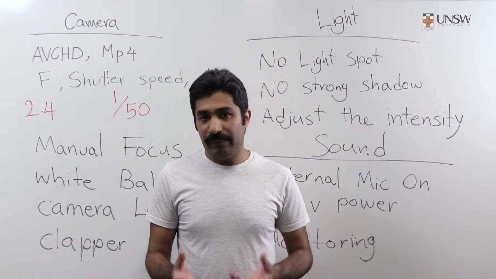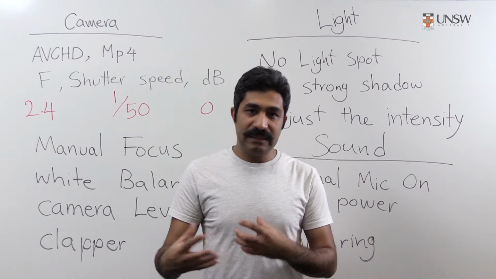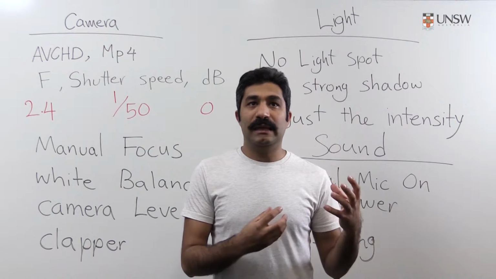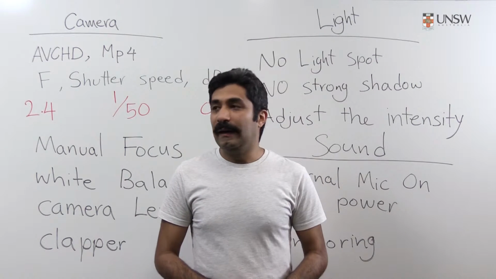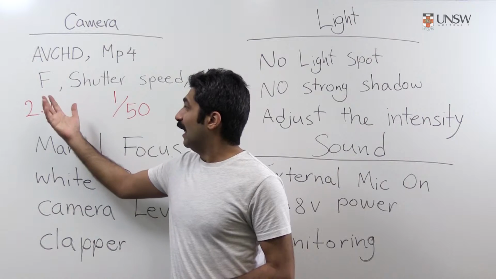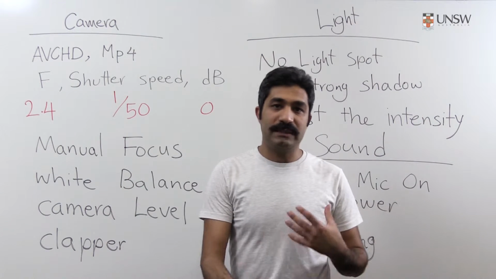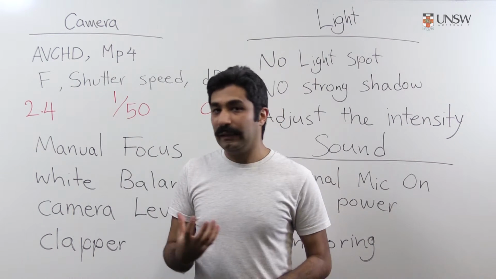When you're shooting in manual, there are three things that you have to consider, and by adjusting those, you get the best look of your video. So you get the F. F is aperture, the f-stop, which is how much light you want to come into the camera.